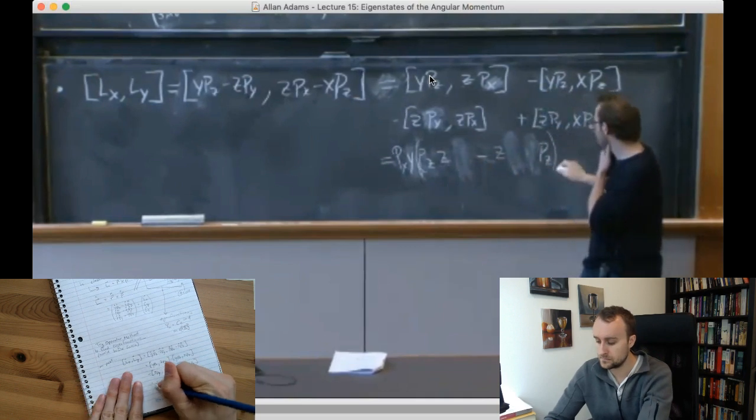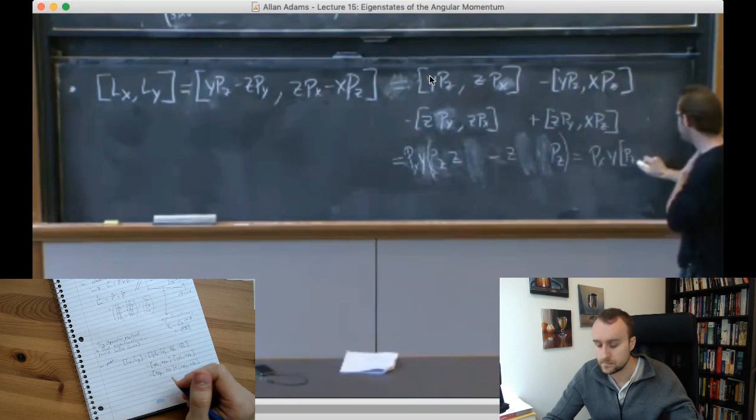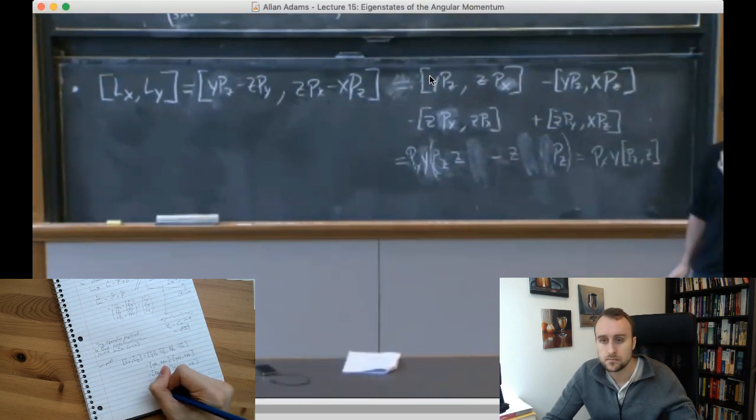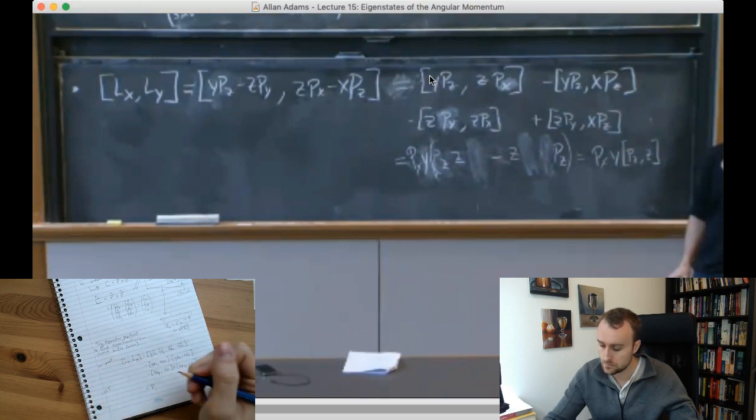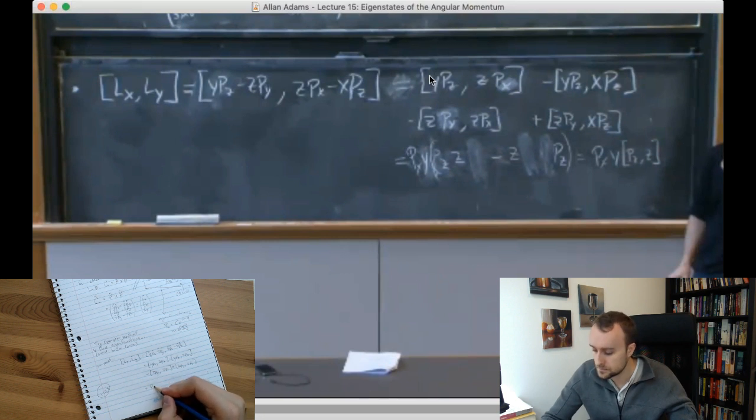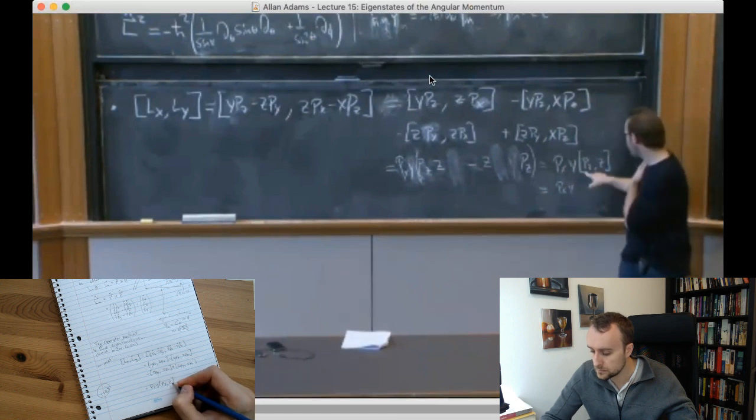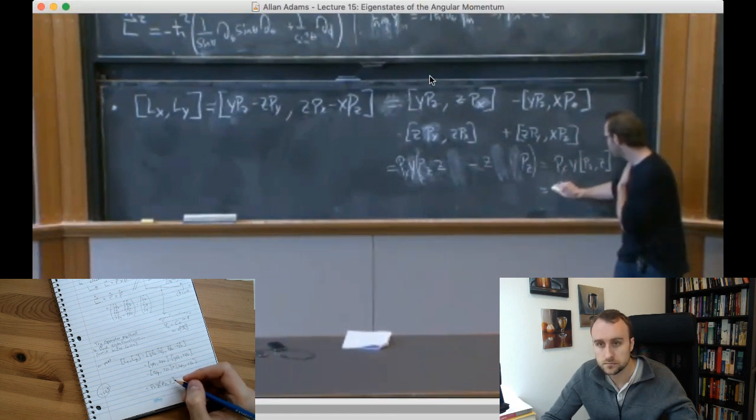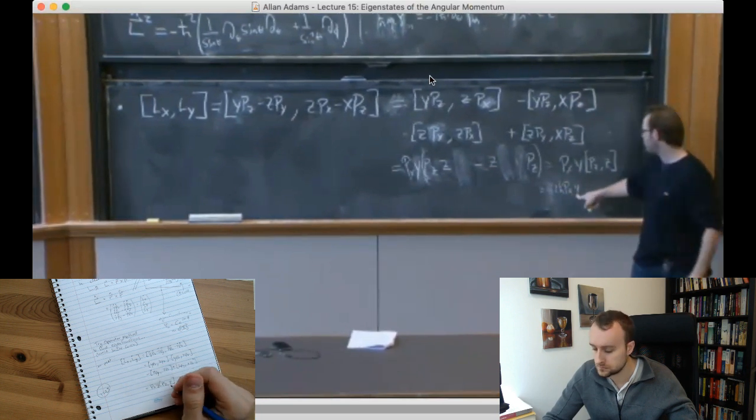Pz z minus z pz. This is also known as px y times the commutator of pz with z. And what's this equal to? Let's get our signs right. This is px y times, okay, we all agree that this is going to have an h bar in it, for units. There's going to be an i. And is it a plus or minus? Minus. Okay, good. So we get minus i h bar x py.